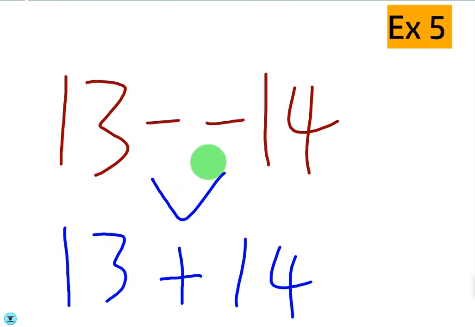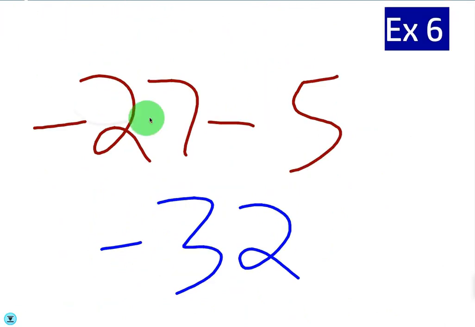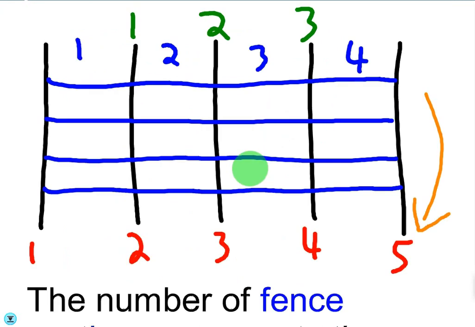All right, that one kind of glitched out on me. All right, last one. We have negative 27 minus 5. Again, you can add 27 and 5 and make it negative, and the answer would be negative 32. That's it for finding the difference between two integers. It's as simple as the number of spaces on the number line, or the number of fence sections between the two numbers, if you will. If you have any other questions about the difference between two integers, let me know.